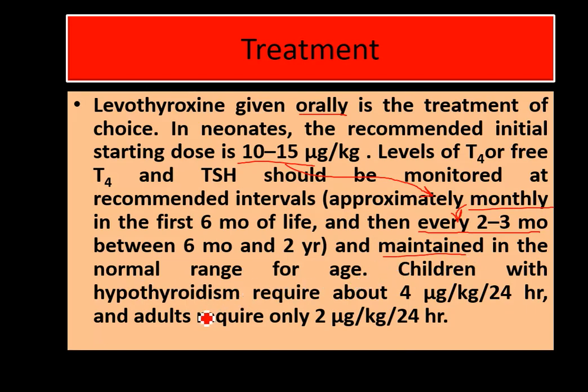Children with hypothyroidism require about 4 microgram per kg per 24 hours, and adults require only 2 microgram per kg per 24 hours. From the neonatal period until reaching adulthood, we have to decrease the dose of the thyroid hormone, starting with 10 to 15 microgram, then subsequently decreasing after normalization or maintaining the dose. Children will start with 4 microgram per kg, and adults require 2 microgram per kg.